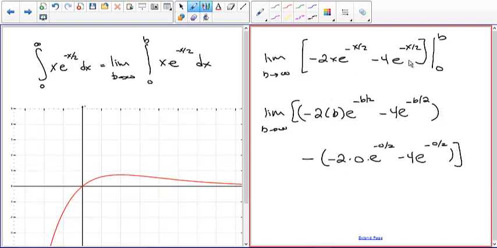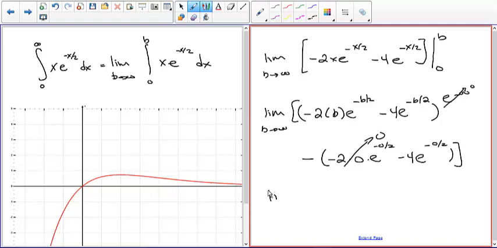So I'm evaluating the upper limit, subtracting, evaluating at the lower limit. This is 0. Here you get e to the 0, which is 1. So you'll get negative times negative 4 times 1. So that part's going to end up being 4. Here, you let b go to infinity, and you'll get e to the minus infinity, which is 0. So this part's going to go to 0.